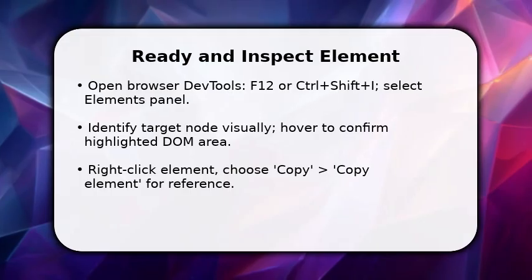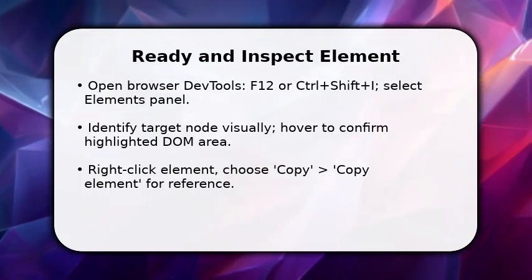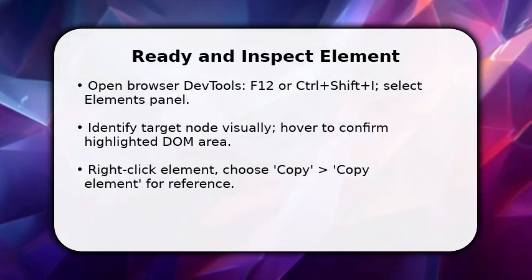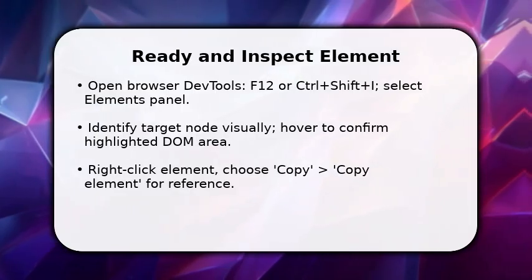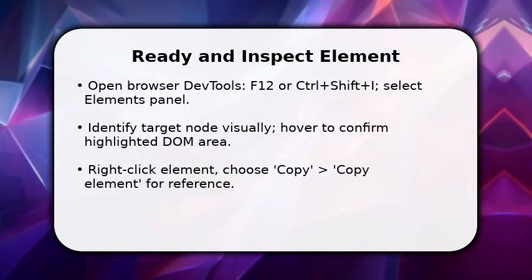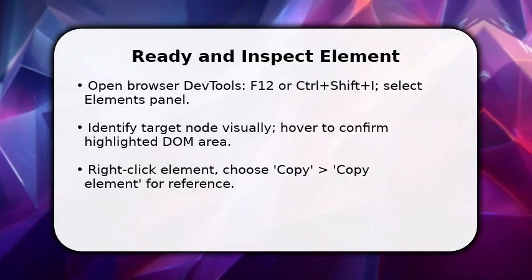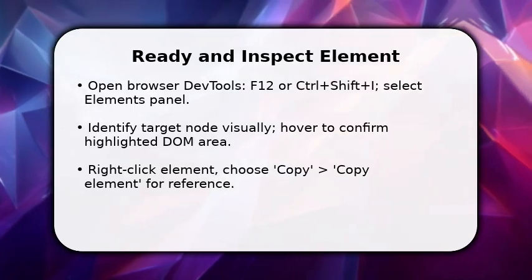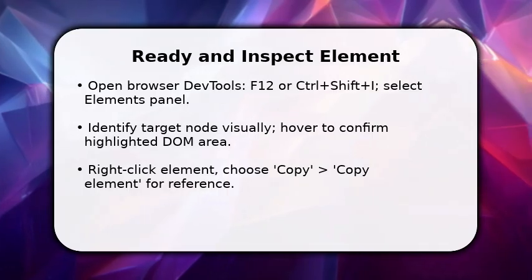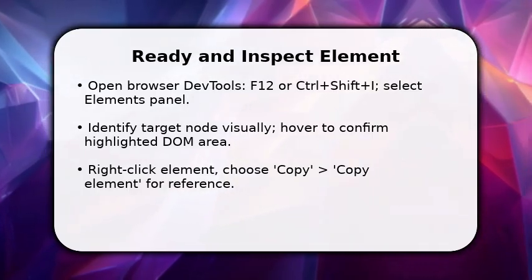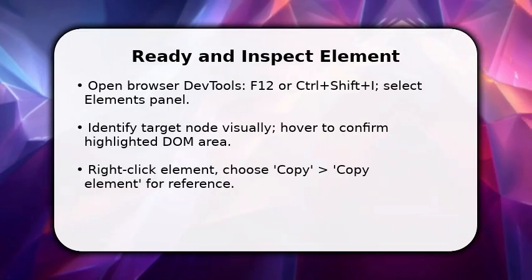You start by opening Developer Tools. Press F12 or Ctrl+Shift+I and go straight to Elements. Once the DOM is visible, hover over elements to see which part of the page lights up and confirm the exact node you need. You then right-click that node and copy the element HTML for a snapshot. This gives you the markup to analyze.